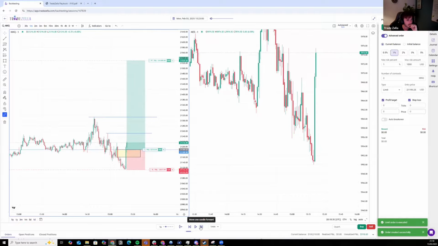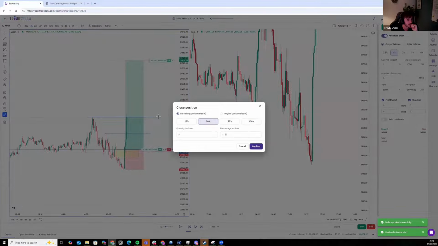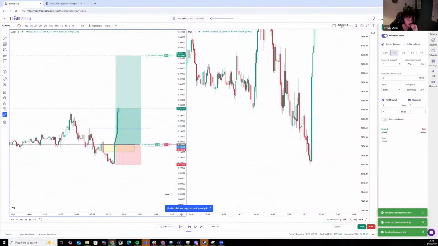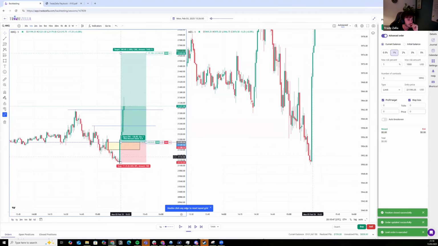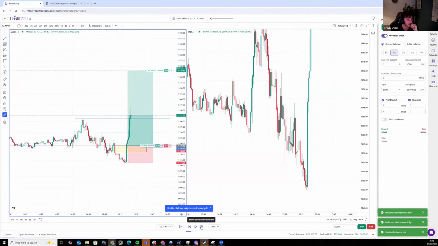So we do get tagged in there. So we go break even straight away. We potentially take our 50%. Now we've taken out this high, so let's just take our 50% there. But as you can see, notice as well the displacement and how aggressive we went through this fair value gap, right? That is such a clear indication that the market is just going to rip, because this move is so strong, so aggressive, that we are now likely to continue.